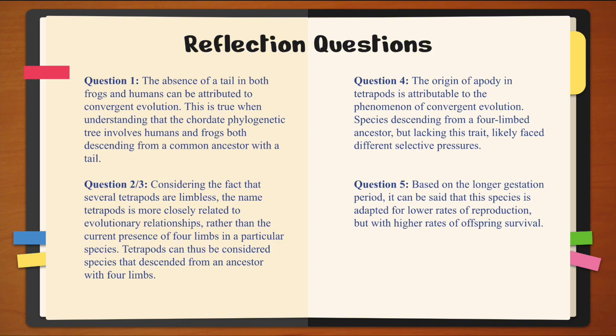The origin of apodan tetrapods is likely due to convergent evolution as well. These species descended from 4-limbed ancestors but eventually lost the trait over time, likely due to the different selective pressures they faced. For question 5, this species has a longer gestation period. This suggests that it is adapted for lower rates of reproduction. However, it likely compensates with higher rates of offspring survival.